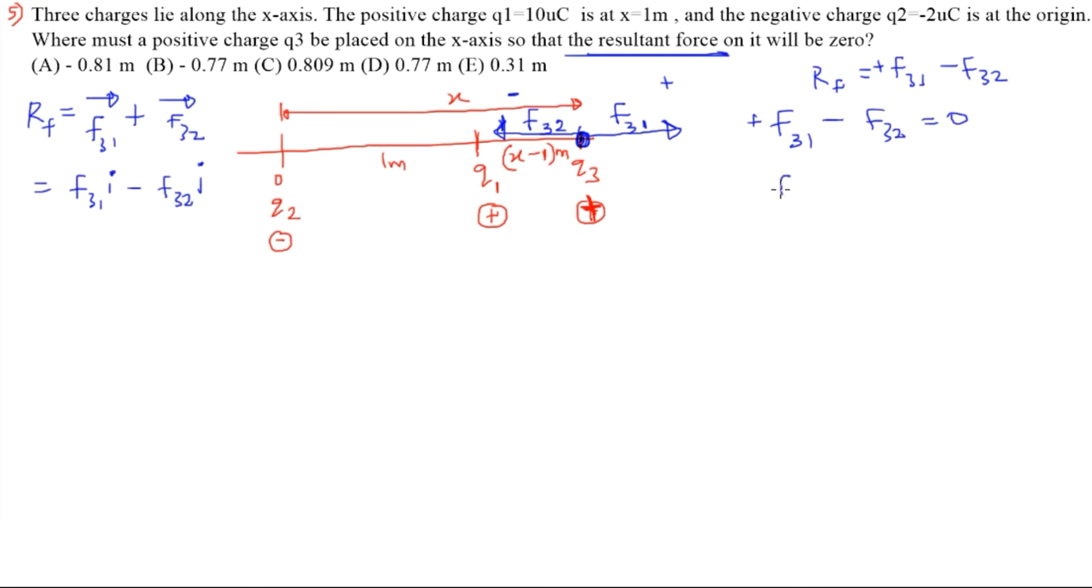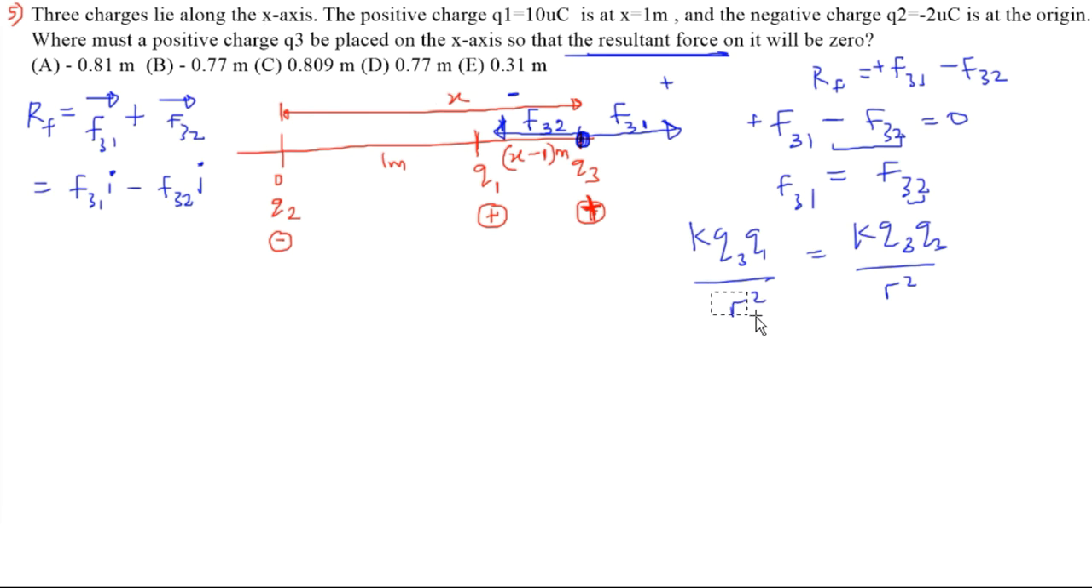So if it is like this, it will mean that F31 will be equal to F32. That is, if I take minus F32 to the other side of the equation, I will have something of this nature. So what is F31? F31 should be K Q3 Q1 upon R squared, and it should be equal to K Q3 Q2 upon R squared. So let me just replace R by the distance immediately, so that we will not think the R is the same.